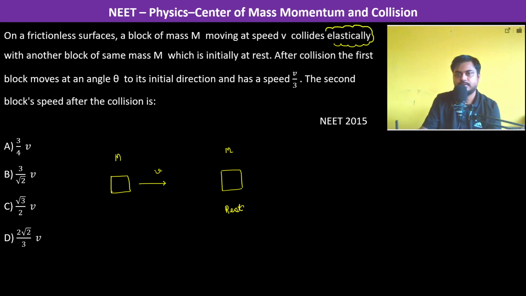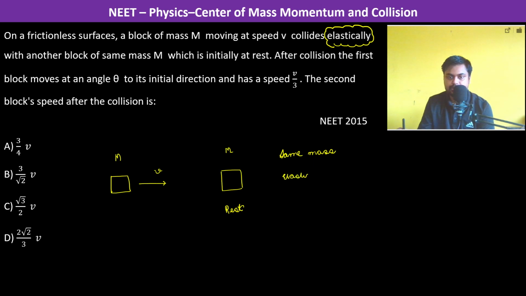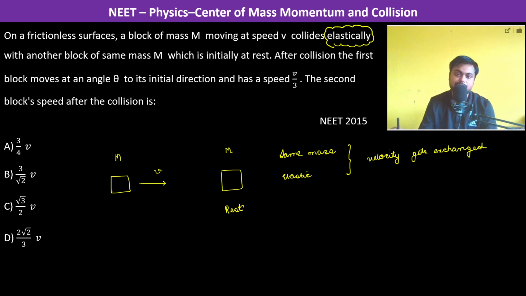So when it's the same mass, and the collision is elastic, what happens is the velocity gets exchanged. Now, this is not a complete statement. It gets exchanged along the line of impact.